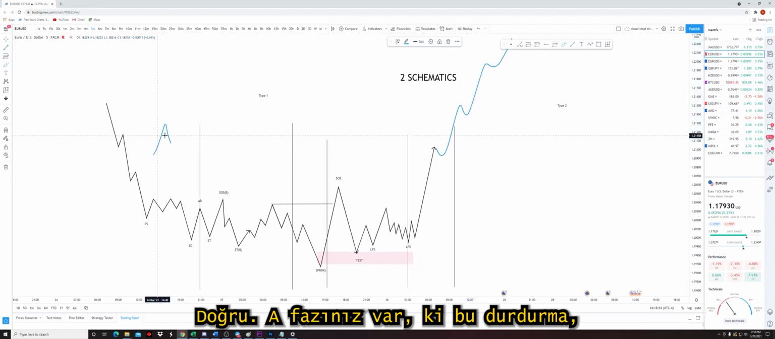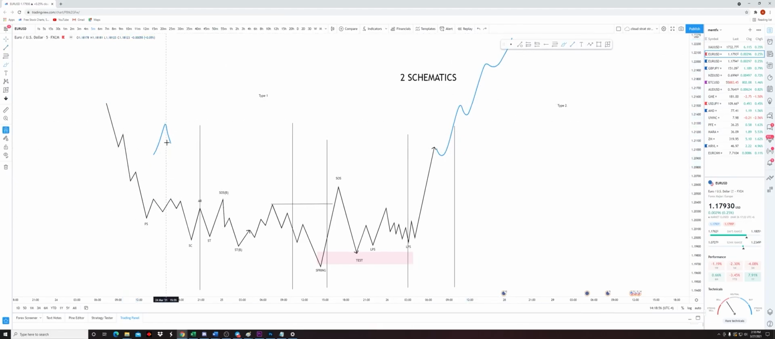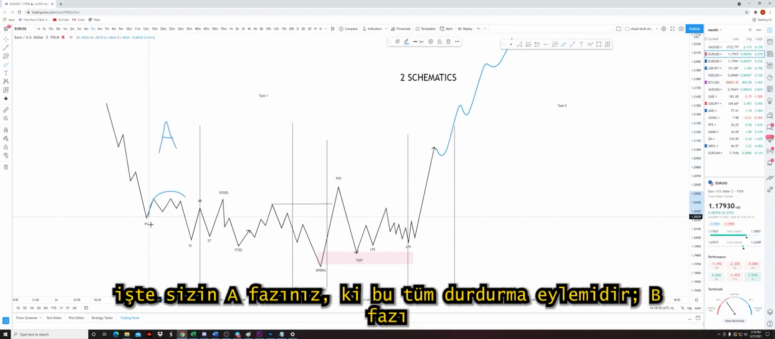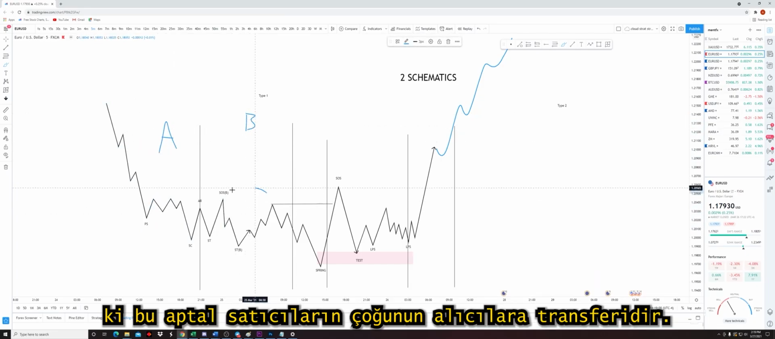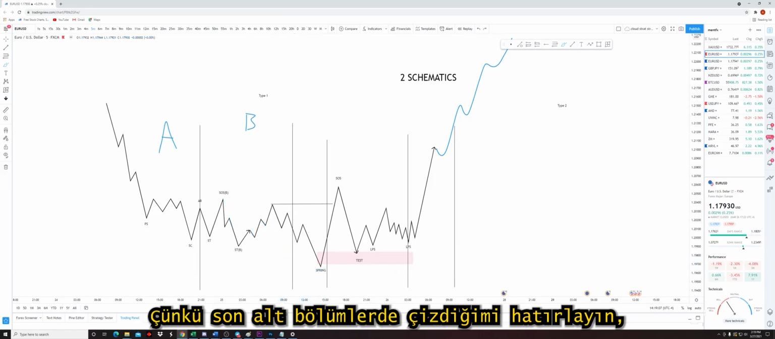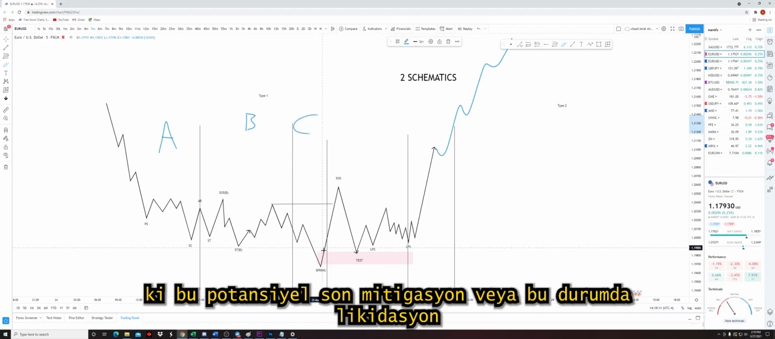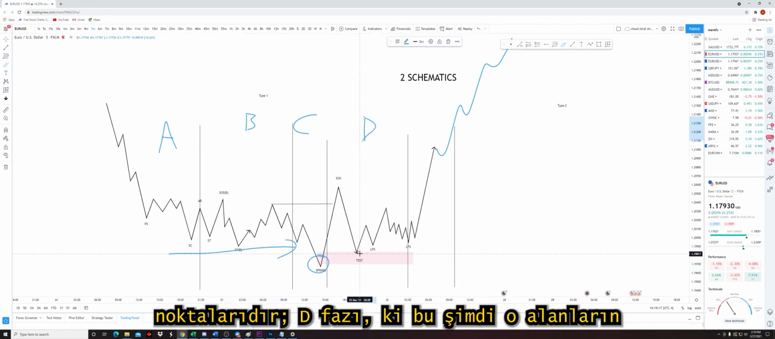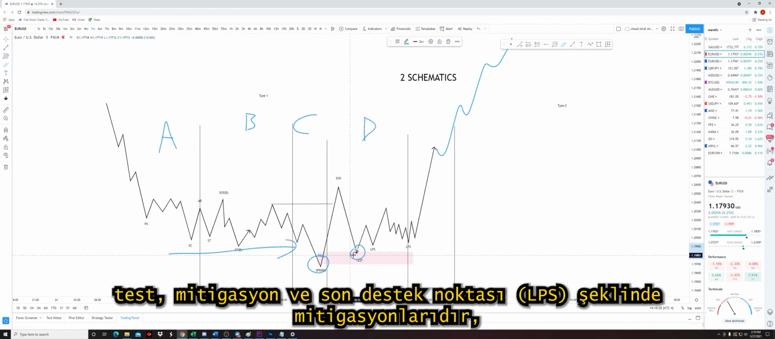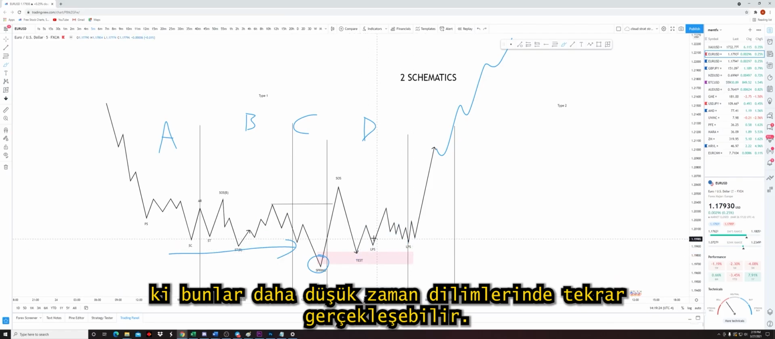You have phase A, which is all the stopping action. Phase B, which is the transfer of most of the, in this case, dumb sellers into buyers. Because remember what I drew in the last subsections, where they transfer it by buying up all those orders into phase C, which is potential final points of mitigation or liquidation in this case. Phase D, which is now the mitigations of those areas in the form of tests, mitigating, and last points of support where they could undergo again on lower time frames.